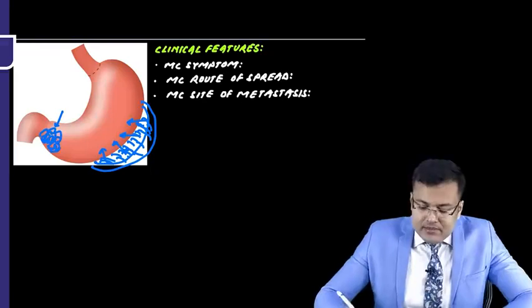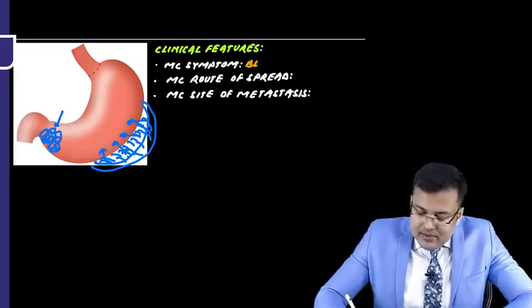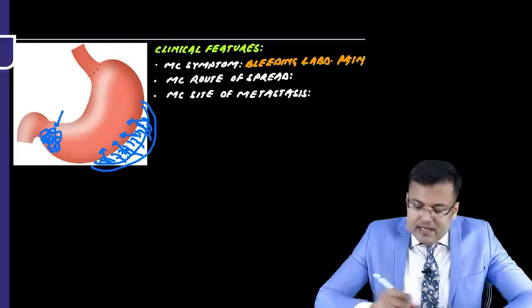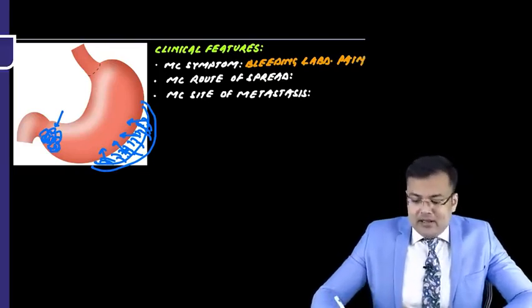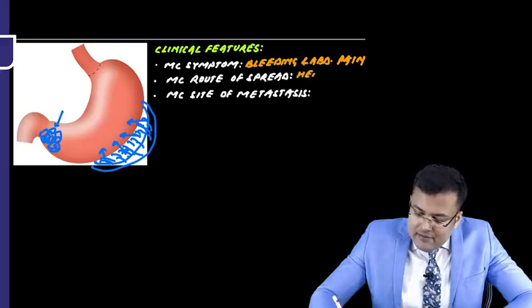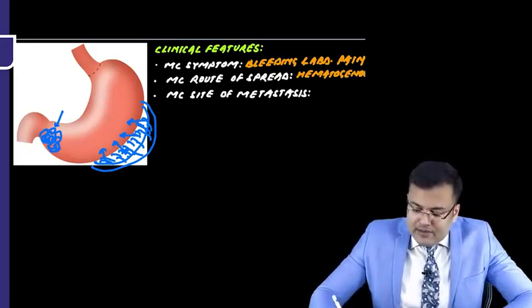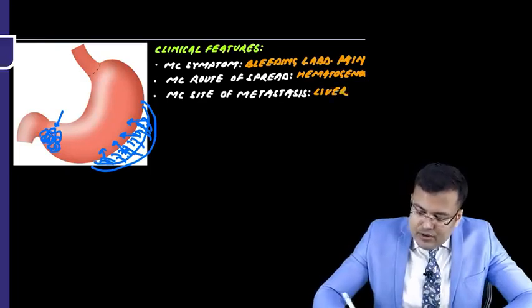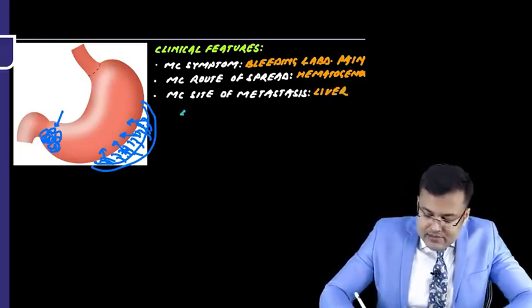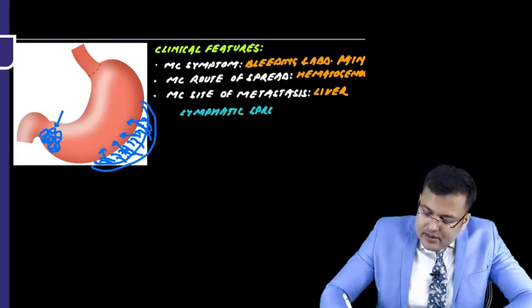So what is the most common symptom? Patient presents with bleeding and abdominal pain. And we already discussed that it behaves like sarcoma. So the most common route of spread is hematogenous, and lymphatic spread is not seen, and the most common site of metastasis is liver. So the important point which you have to remember here: lymphatic spread is not seen. Clear?